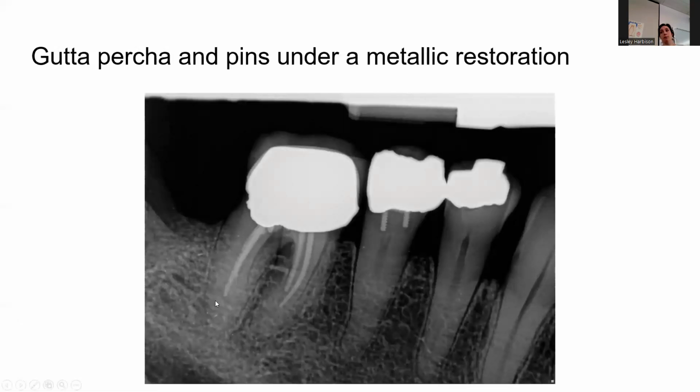Okay, so here we have some gutta percha going in the root canals, and then here we have pins. And that's just to stabilize this gigantic restoration. They use pins to try and stabilize it. And then the gutta percha is for the root canal.